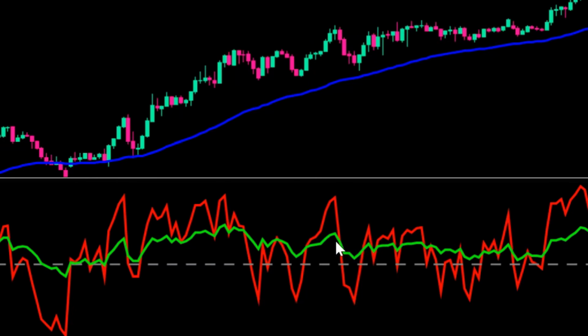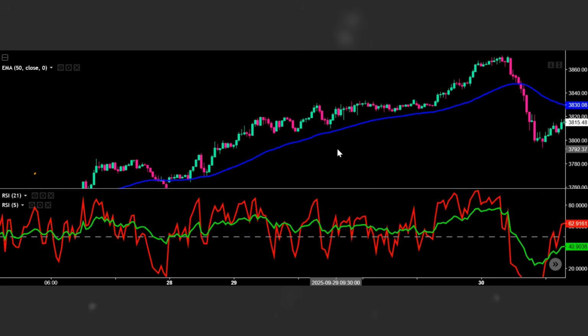Then look at the red RSI. During this pullback, the red RSI dropped below 50, which shows a short-term correction. But after a few candles, the red RSI crossed back above the green RSI, while the green RSI stayed above 50. This is our confirmation to enter a long position.